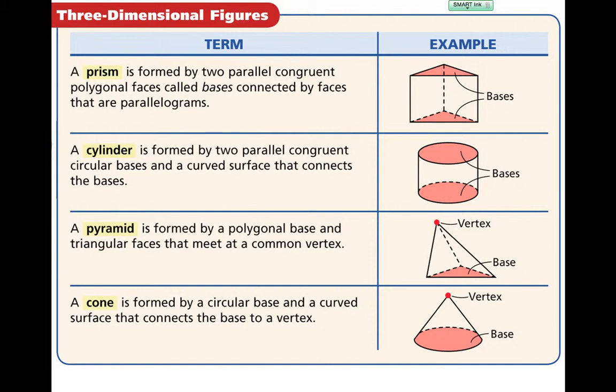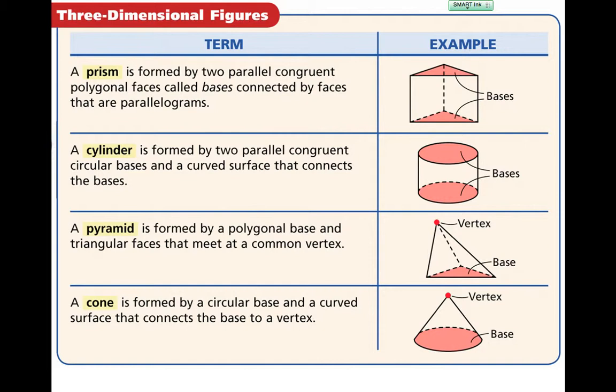So that definition again says it's formed by a polygonal base and triangular faces that meet at a common vertex. So that top point is that common vertex. Sometimes it's called the apex of the pyramid. This book just calls it the vertex of the pyramid. Pyramids are usually sitting on their base. So it's easy to identify the base and then the point that it goes up to.